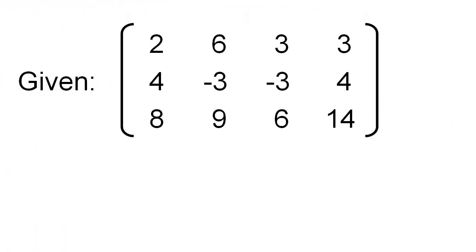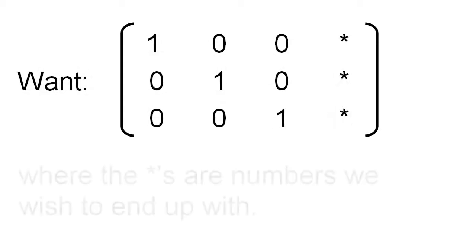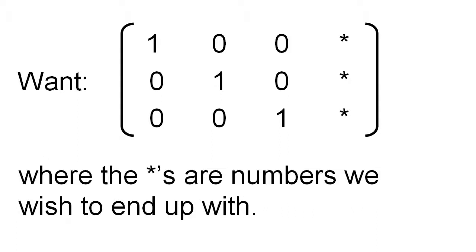Suppose we have this given augmented matrix. What we want is to transform the matrix into a matrix of this form. Notice the ones down the diagonal, and zeros above and below the diagonal, and then some numbers on the right-hand side, the augmented side. Or, if we could only get some numbers down the diagonal with zeros above and below, then we could divide by those numbers to get the ones.